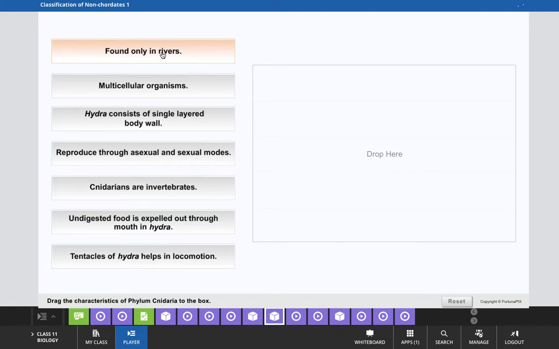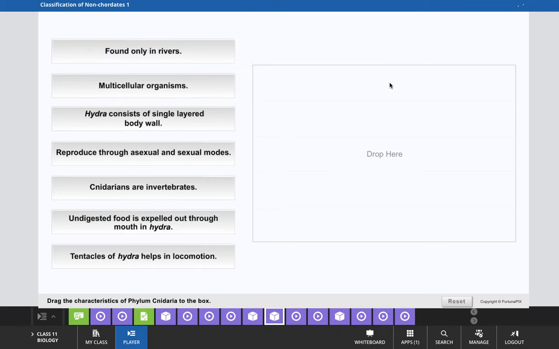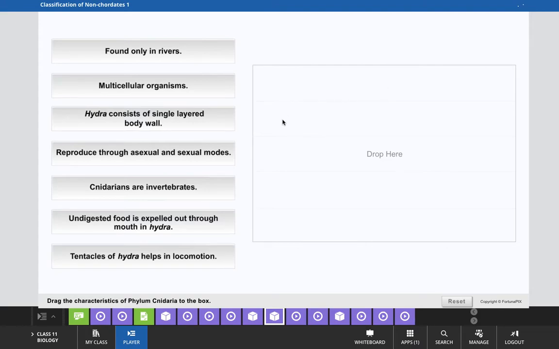Found only in rivers. Is it clear? If we try to fix this characteristic feature here, is it correct? Try again. No. That means these are not found only in rivers, or these are basically marine water animals. Are they multicellular organisms? Yes, they are multicellular organisms. On the basis of this, we are fixing this. Try again. No, this is also not coming in that way. That means this, Hydra consists of single layered body wall. Now try again. That is also not coming in this.